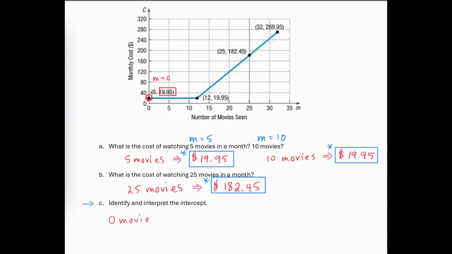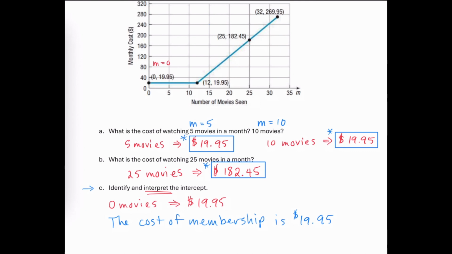So if we see 0 movies, the cost of this membership is $19.95, and the way that we can interpret this is to say that that is essentially the cost of the membership. We pay a flat fee of $19.95, and for that membership cost we can watch up to 12 movies before we see an increase in the cost.